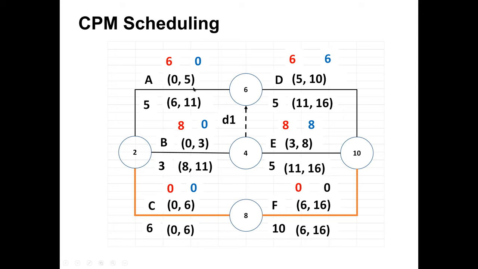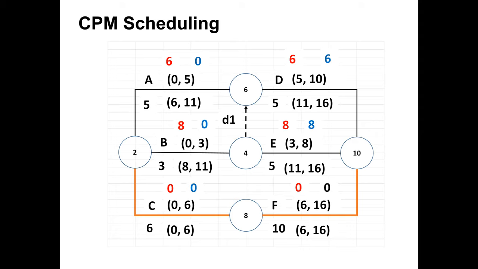And for A, from the arrow, what is the next activity after A? After A is only D, so this 11 will come here, and 11 minus 5, we got 6. And this way we have completed the backward pass. Backward pass means finding the late start and late finish time of all the activities in the network diagram.